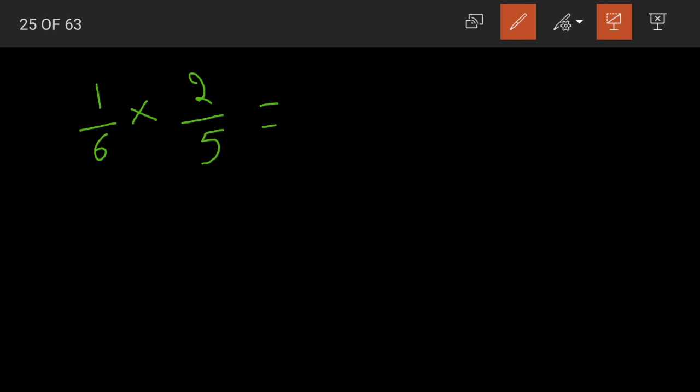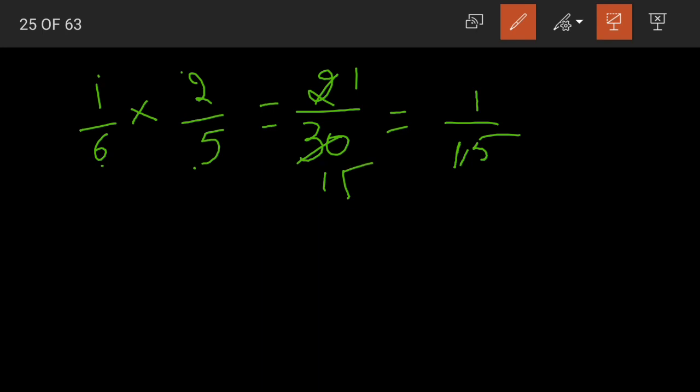What is the product of this? 1 2s are 2 divided by 6 5s are 30, that is equal to 1 by 15. Yes, 2 1s are 2 and 2 15s are 30. Now 1 by 15 is our product, and we have to compare it with 1. Is this product less than or greater than or equal to 1? This product is less than 1. How can we say that?